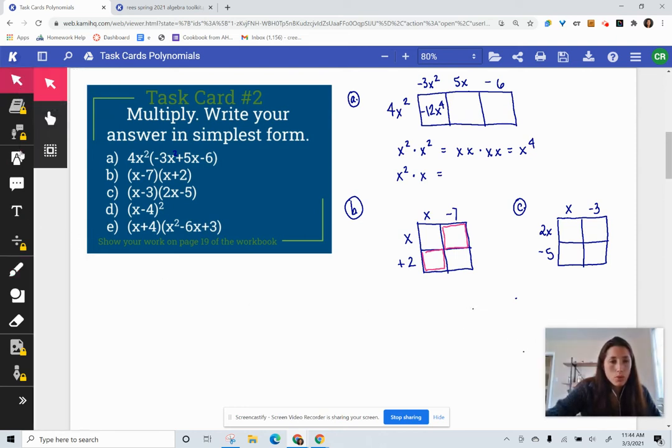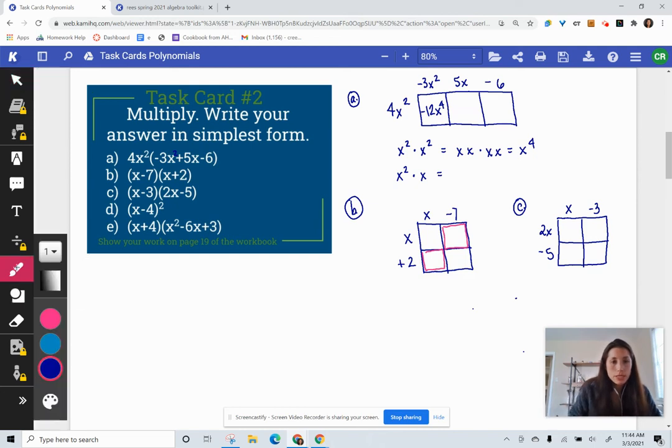On to question D. So in question D, when we say something is squared, we've got x minus 4 squared. What we're really saying is that we're multiplying it by itself. So it's really multiplied with x minus 4. So you can set up a rectangle for this as well. And on that rectangle, both of the dimensions will be the same, x minus 4 and x minus 4.